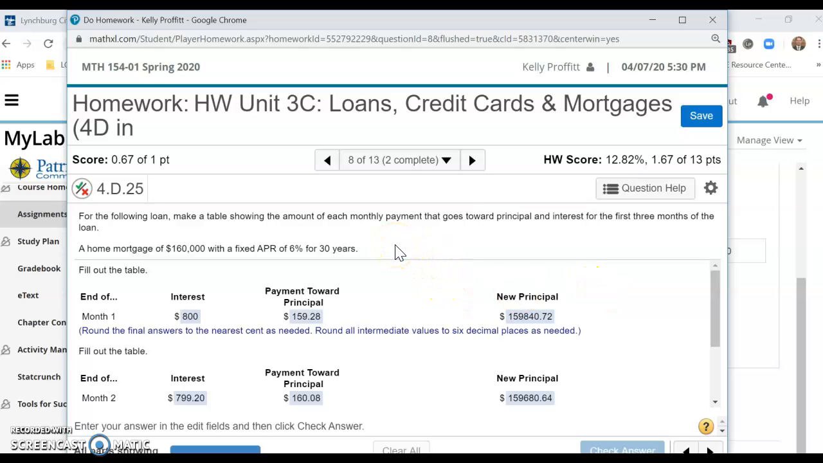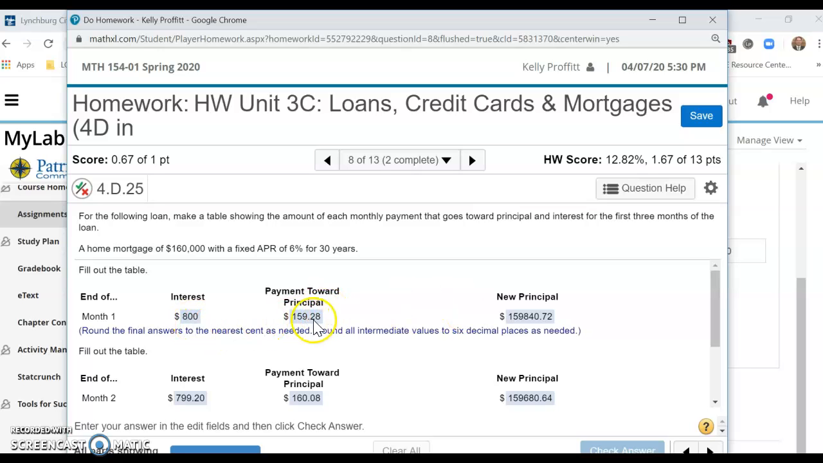You need to pay attention to make sure the numbers are the same, or they could be different for yours. Mine says a home mortgage of $160,000 with a fixed APR of 6% for 30 years. They want us to calculate at the end of month one how much interest was owed that month, and then of the payment that you made, how much of that payment went towards principal.